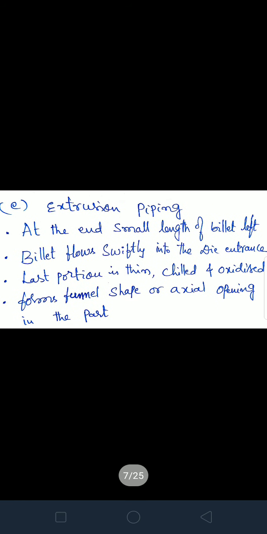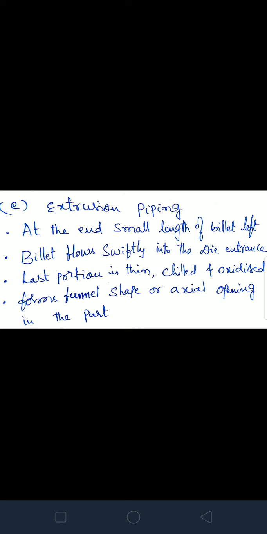Then coming to the next defect, that is extrusion piping. In the extrusion process at the end, when a very small length of billet is left, the billet flows swiftly into the die entrance. Since the last portion is thin, chilled and oxidized, as it enters it forms a funnel shape or axial opening in the extruded product. This hole in the form of a pipe gets extruded into the component to a certain length. This is exactly termed the piping defect.